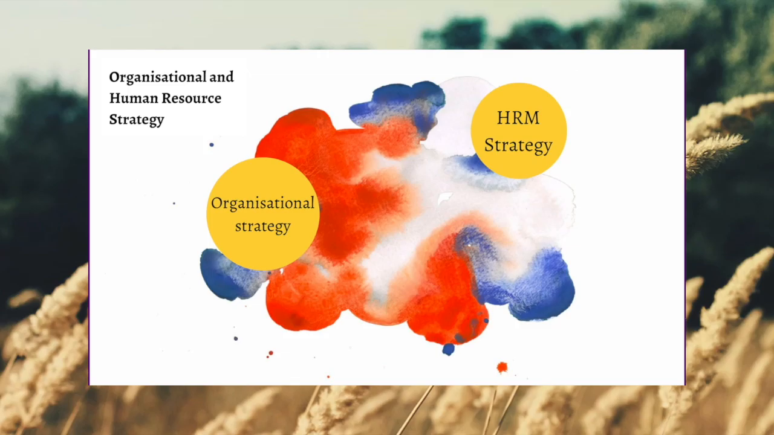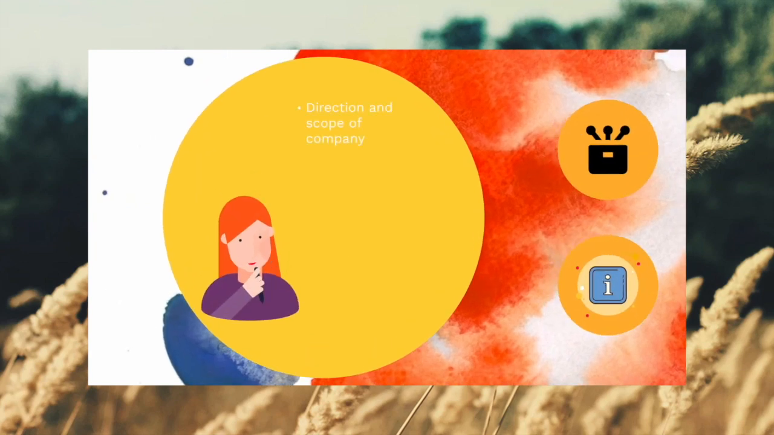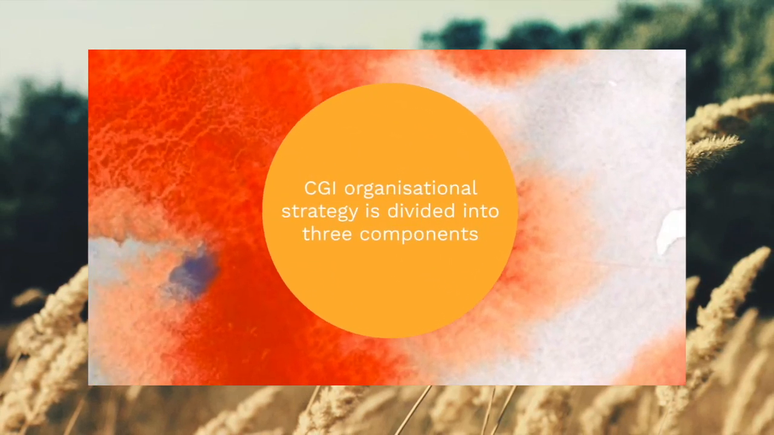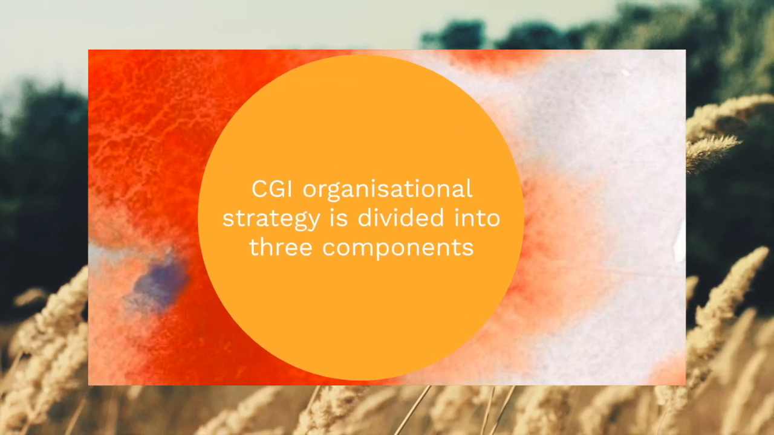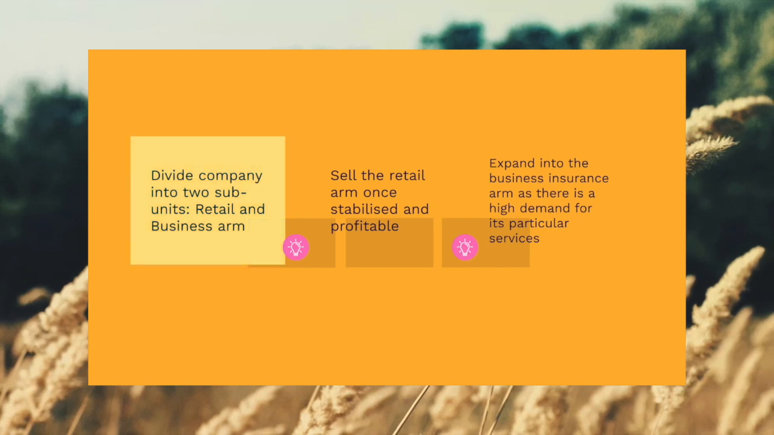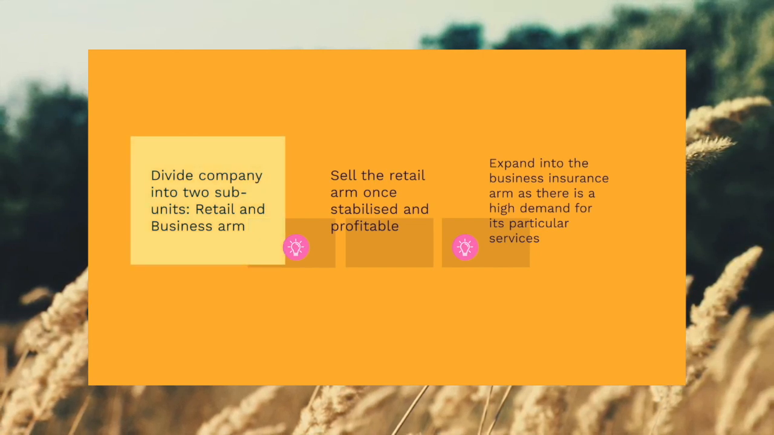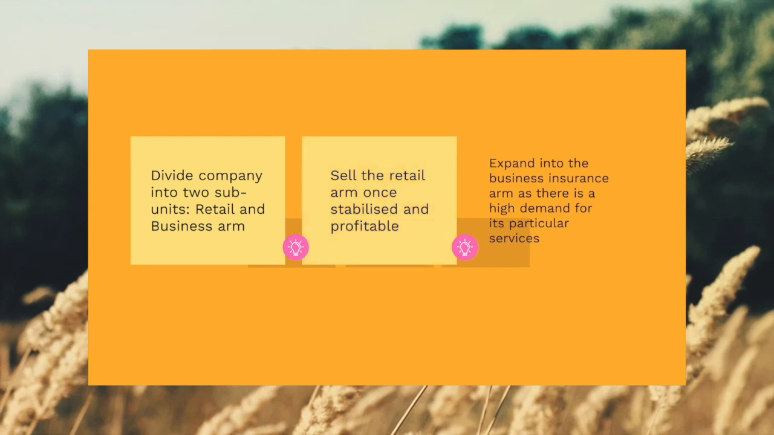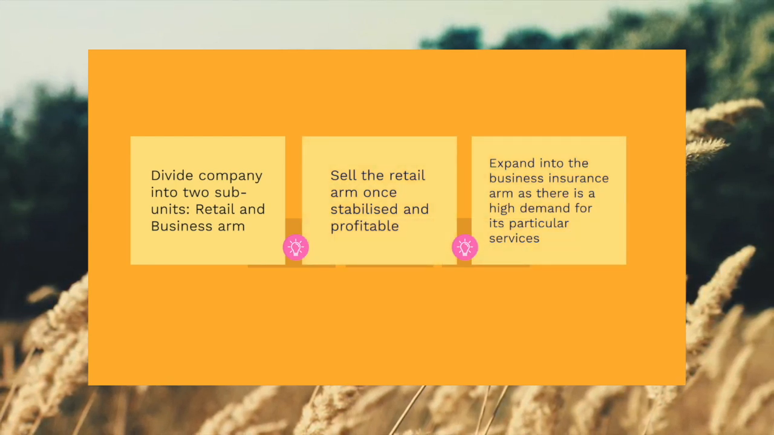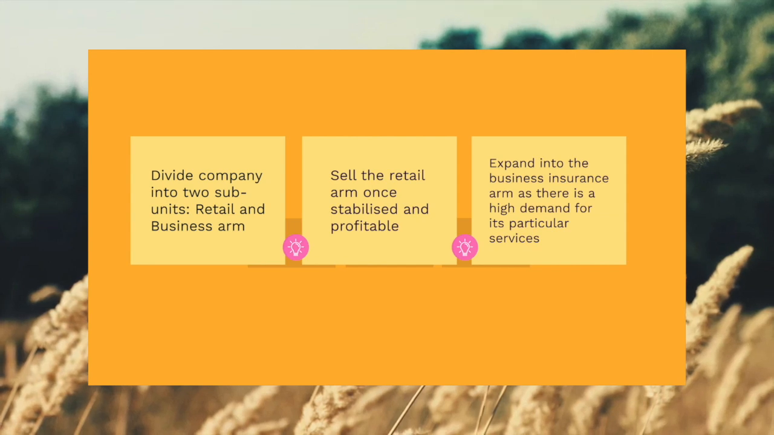An organizational strategy is the direction and scope of a company, based on long-term objectives, goals and plans to establish sustainable competitive advantage meeting stakeholder needs. CGI's organizational strategy is divided into three components. First, to separate the company into two subunits, retail and business arm. Second, to sell the retail arm once stabilized and profitable. And third, expand into the business insurance arm as there is a high demand for its particular services.